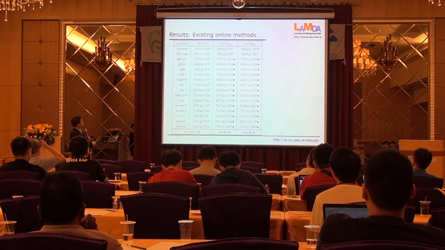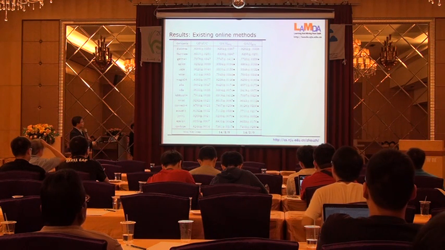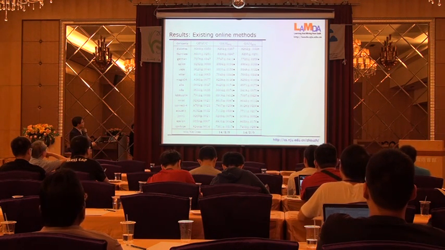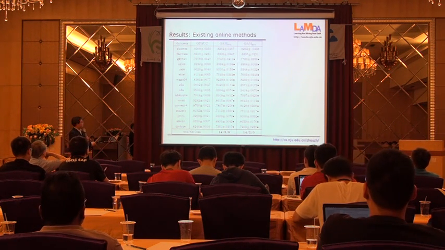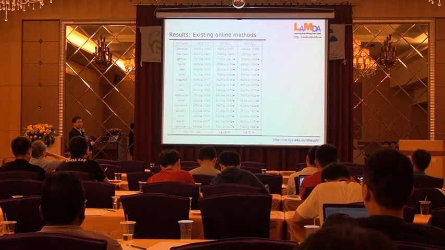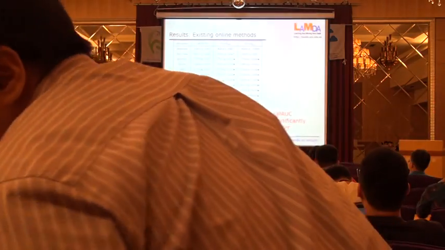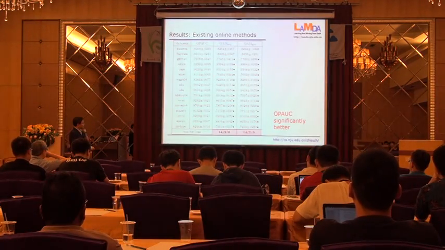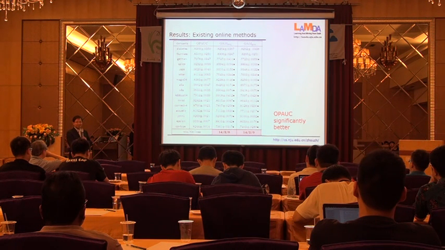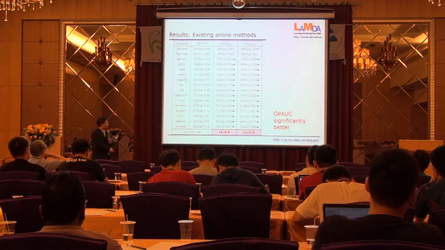First, if you compare with the online methods, which are based on buffer, here the black dot means the new method works significantly better. You can see the win, tie, loss count shows the new method wins 40 times and never loses. So compared to the buffer-based methods, this new method is significantly better.